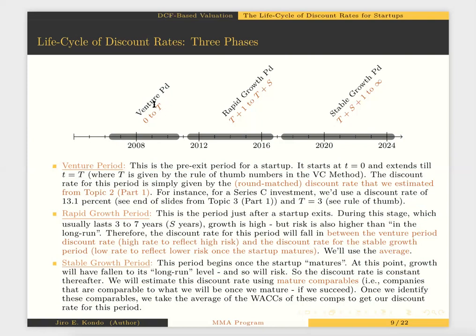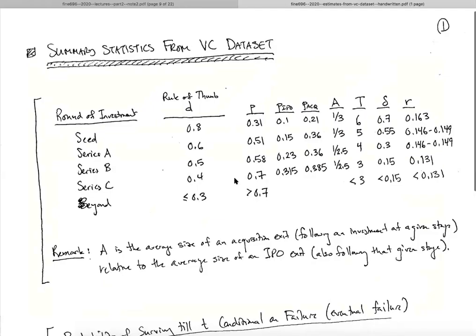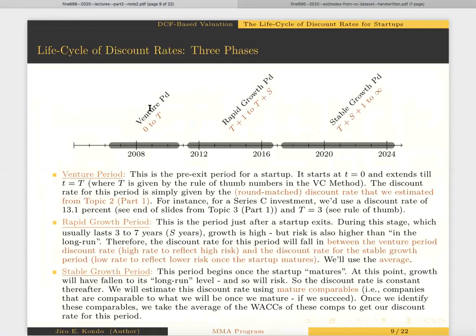So for the value of T, in practice, we want to refer to, remember that document that I had provided, which gave estimates from a historical data set of VC investments, right? So if we're valuing a startup that's in a Series B, we would expect this first stage of discount rates to last 4 periods, right? Because the average Series B exits after 4 years. If it was a Series A, it would be 5 years, right? So that's what I mean by the venture period.